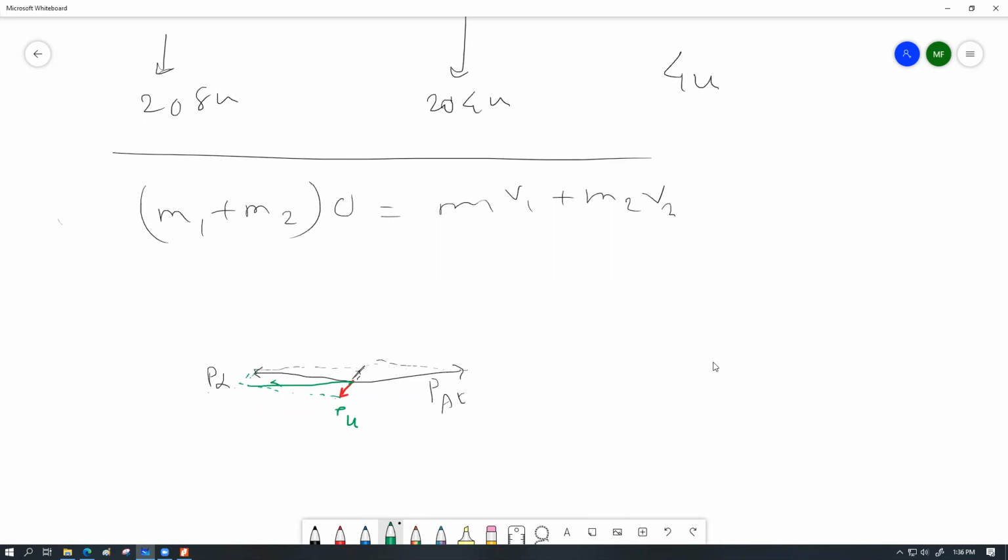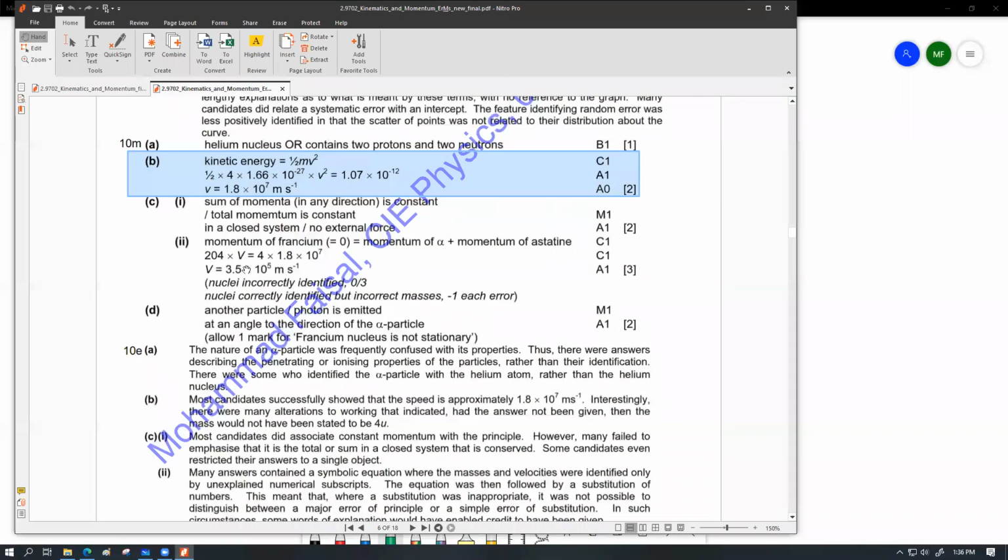So it's important that there must exist a certain angle between these two directions. Without having these two angles properly, we cannot make that thing happen. That's why they have mentioned that angle information for one additional mark in the mark scheme. Take a look. This is the one. Another particle or photon is emitted at an angle to the direction of the alpha particle.